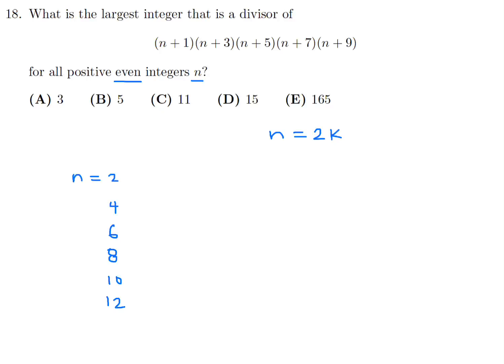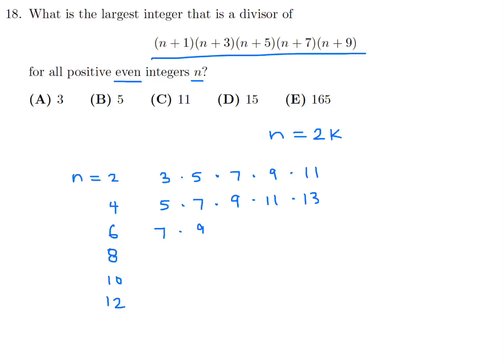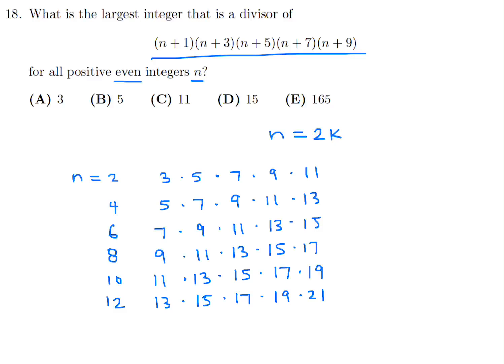You get the idea. And therefore, this expression, for each of these, let's see what we get here. For n equals 2, it'll be 3 times 5 times 7 times 9 times 11. If n is 4, we'll have 5 times 7 times 9 times 11 times 13. If n is 6, you'll have 7 times 9 times 11 times 13 times 15. And you get the point. So I'll just fill all these in.